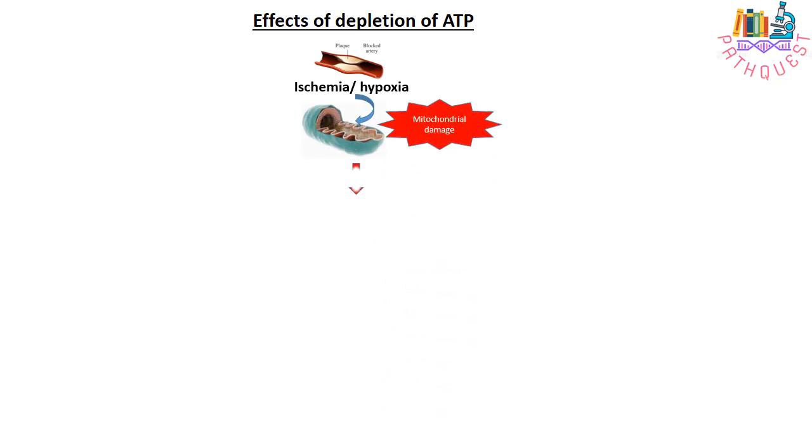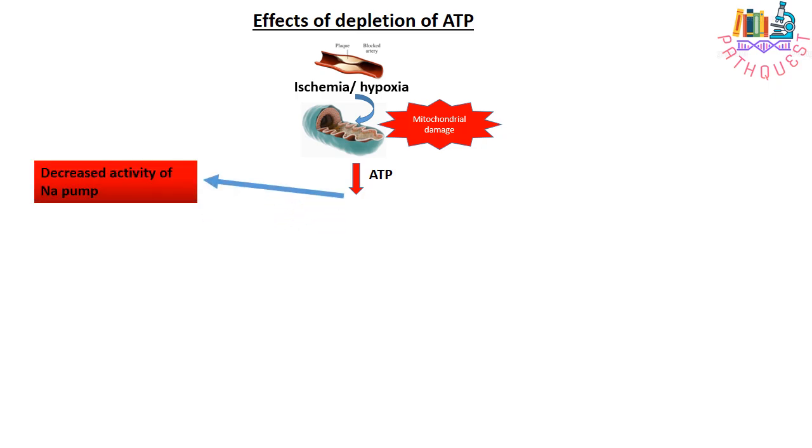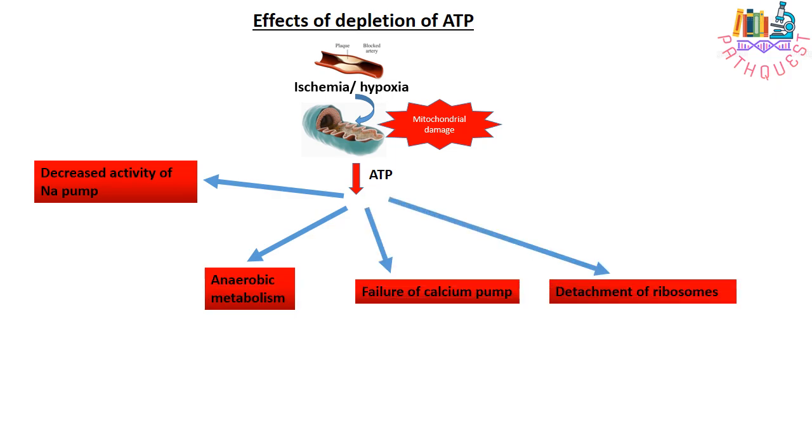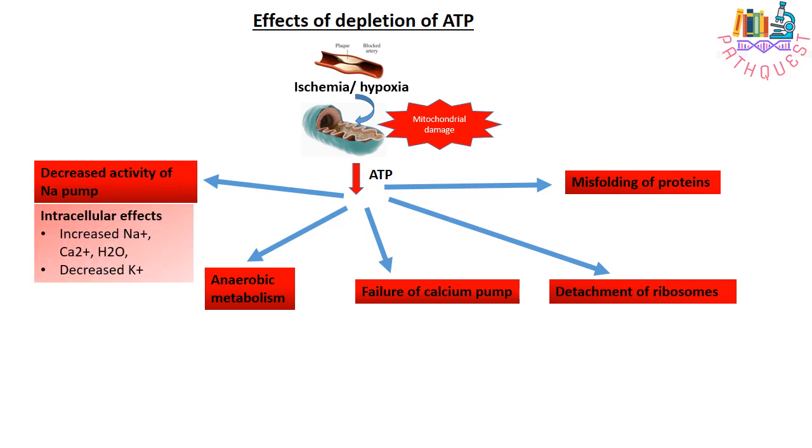So let's see what these effects are. If we take the example of hypoxia or ischemia, which is one of the major causes of depletion of ATP, it results in damage to the mitochondria, resulting in decreased ATP generation. Decreased ATP generation has multiple effects like decreased activity of the sodium pump, anaerobic metabolism, failure of the calcium pump, detachment of ribosomes, and misfolding of proteins.